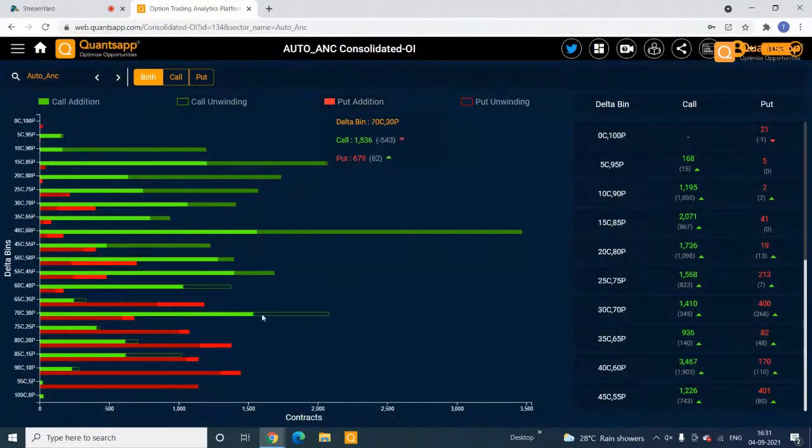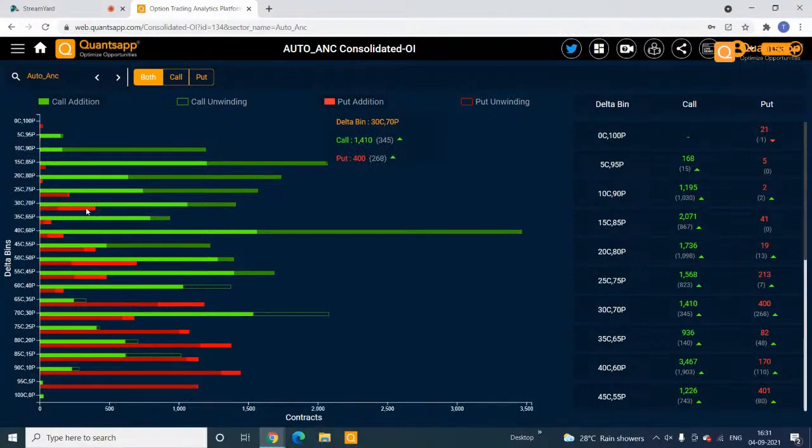So auto ancillary was a very good move. Yes, we saw Bharat Forge and all the others. All these saw very strong momentum coming up. We saw that what would have been the earlier 40-50 delta is now becoming a 70 delta call.